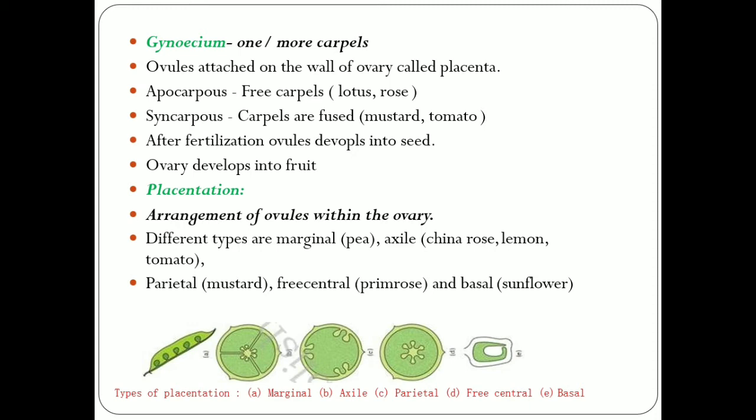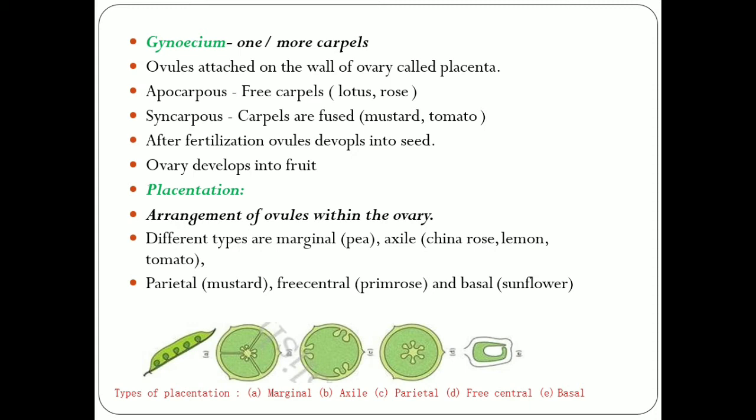Placentation. The arrangement of ovules within the ovary is known as placentation. The placentation is of different types, namely marginal, axial, parietal, basal, central and free central. In marginal placentation, the placenta forms a ridge along the ventral suture of the ovary and the ovules are borne on this ridge, forming 2 rows, as in pea.